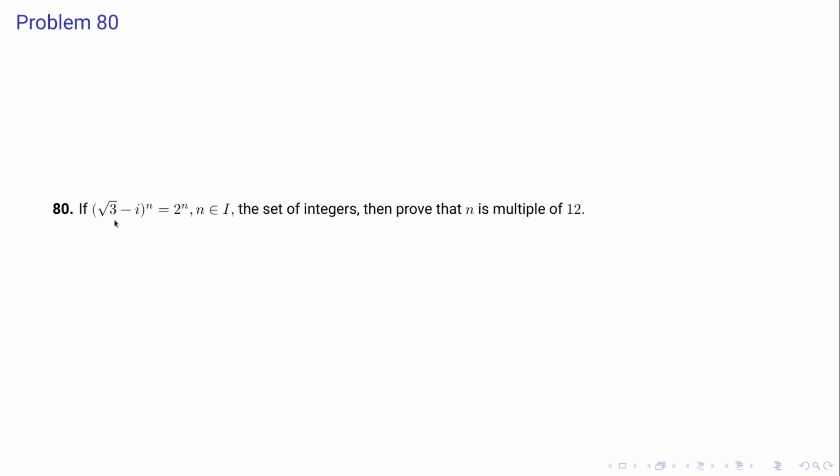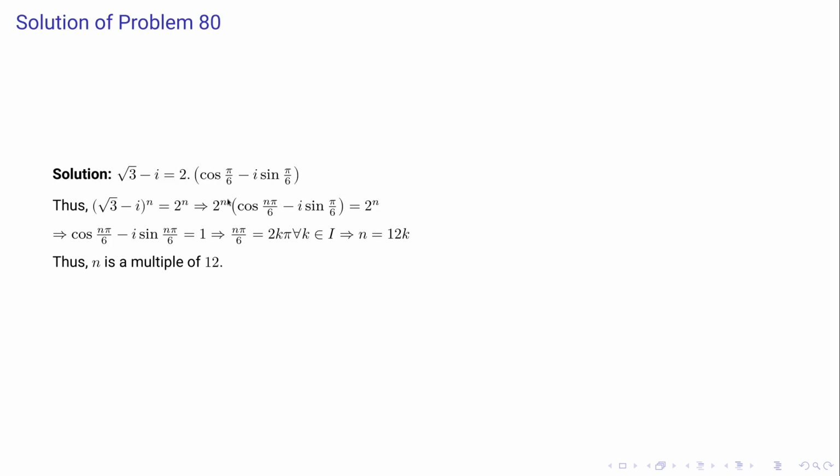Problem 80 says that if root 3 minus i to the power n is equal to 2 to the power n, where n is an integer, prove that n is a multiple of 12. So this is similar to the previous problem. We have root 3 minus i is equal to the same 2 into cos pi by 6 minus i sin pi by 6. And then we are given that this is equal to 2 to the power n. So 2 to the power n will get cancelled. And what we have is cos n pi by 6 minus i sin n pi by 6. This should be equal to 1.